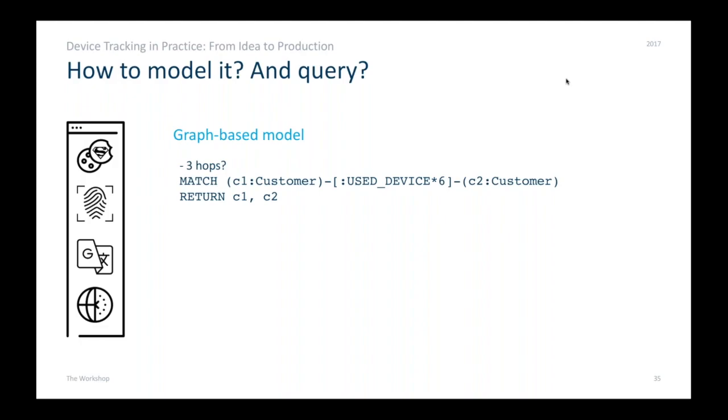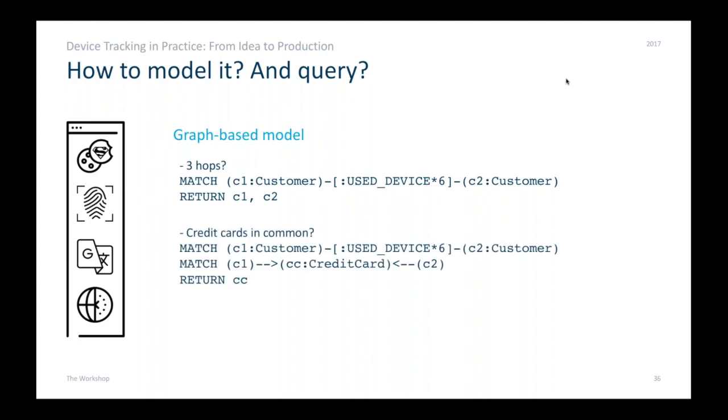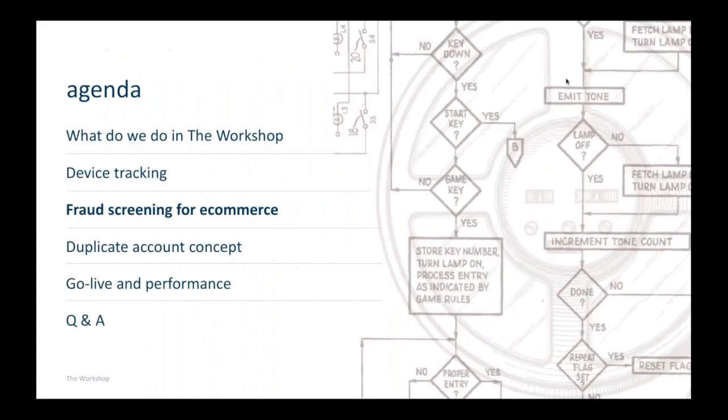Moving forward, 3 hops. We just need to increase the number of relationships between them, returning them. What if we want to get the credit cards that are in common? From the previous results, we add an additional clause that matches from customer 1 to customer 2 through another type of relationship sharing a credit card, returning this credit card. Well, you can see how things become easier, more understandable, and easier to maintain using Cypher.